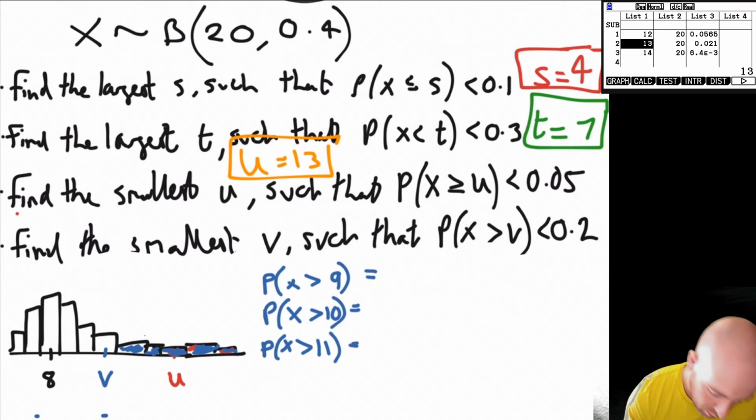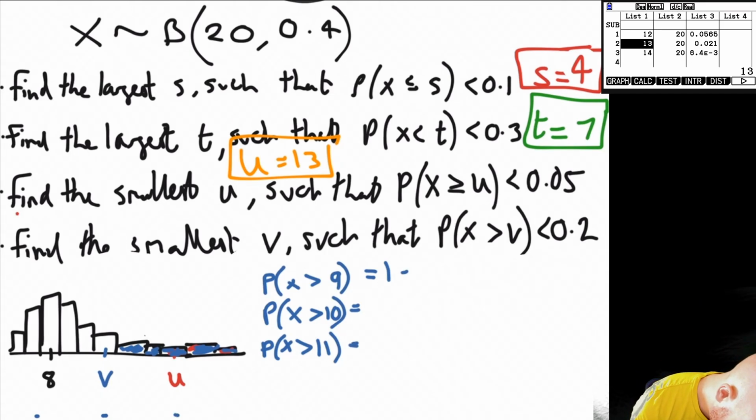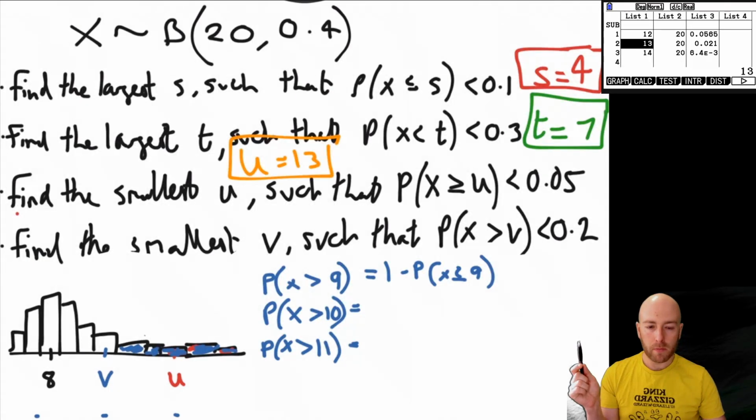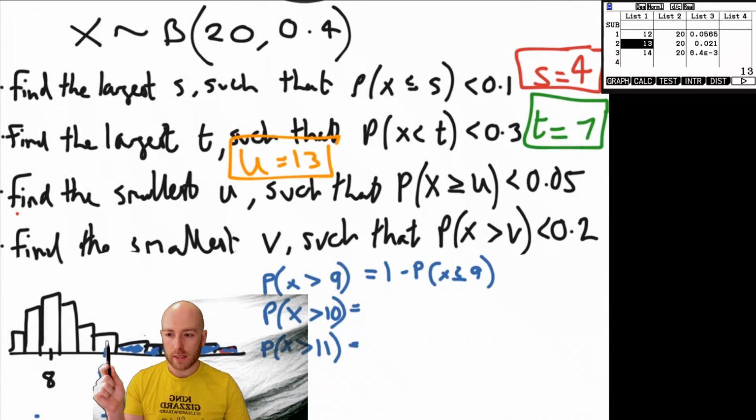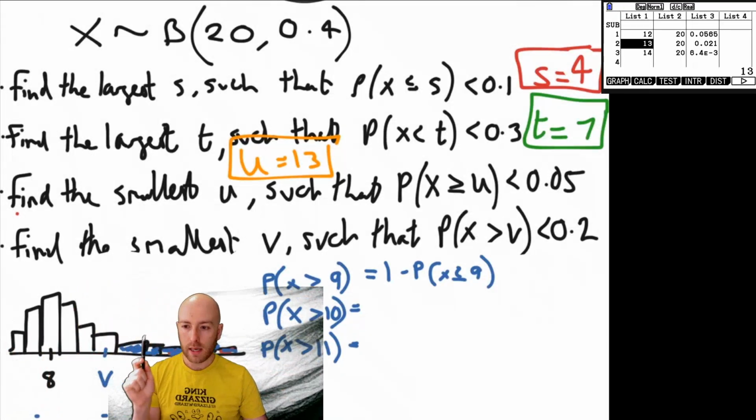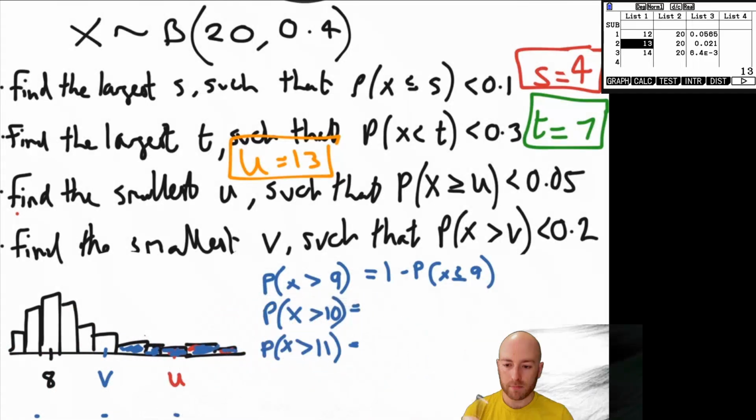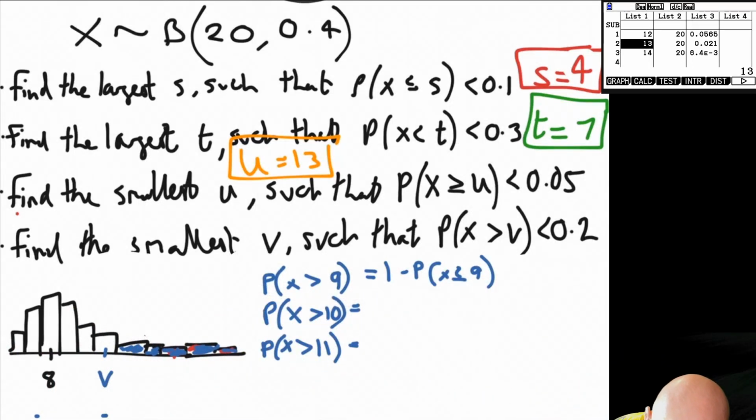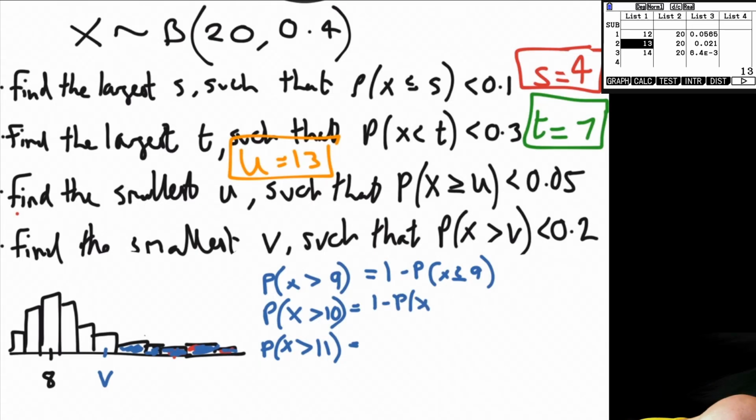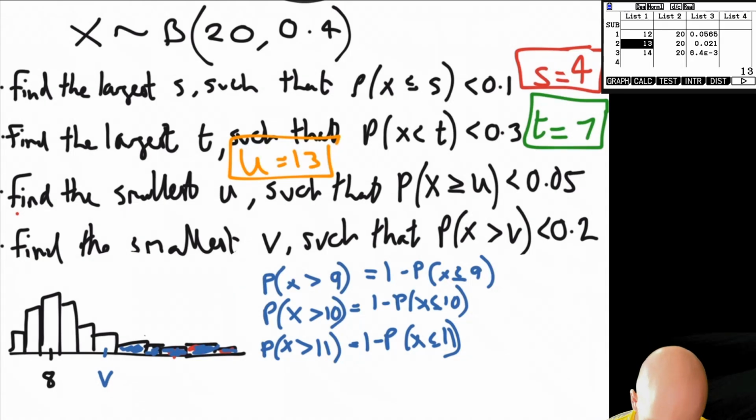Greater than 9 is 1 minus probability x is less than or equal to 9. You can see that from here. We don't want this stuff, so we're going to take away less than or equal to v to get more than v. Okay, so the second one would be 1 minus less than or equal to 10, and then 1 minus less than or equal to 11. So again, ClassWiz.